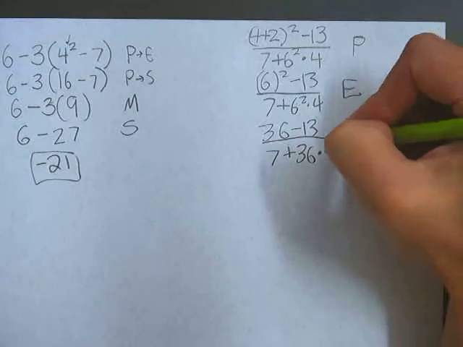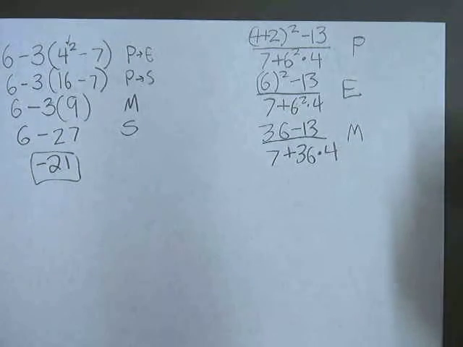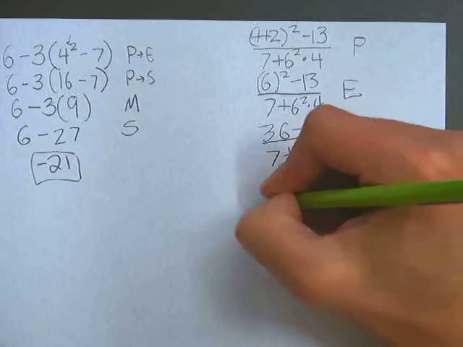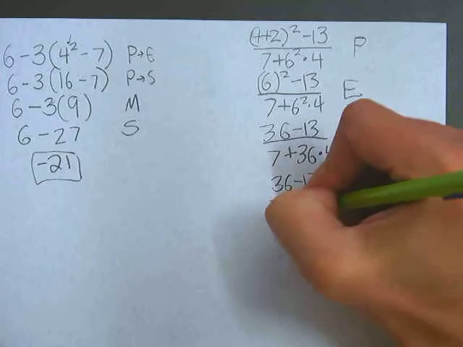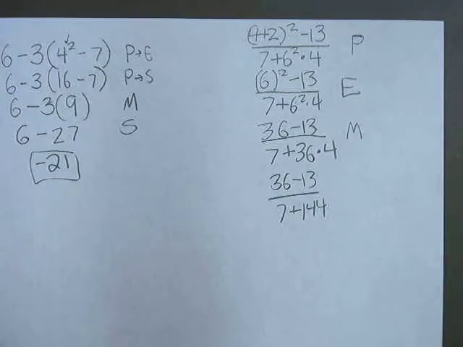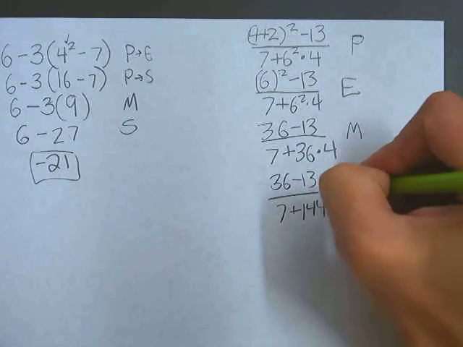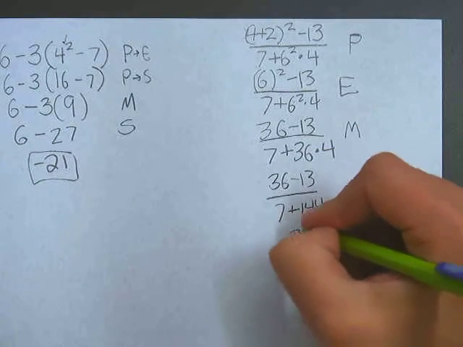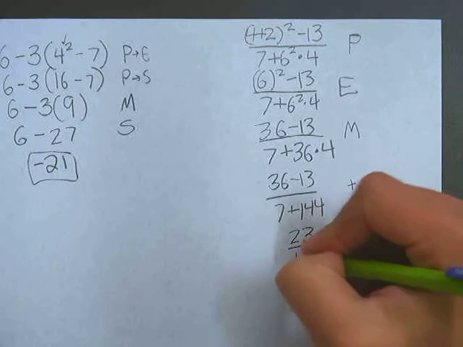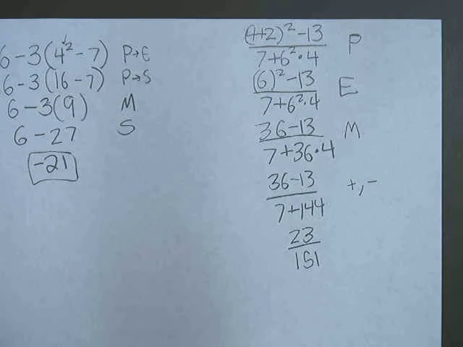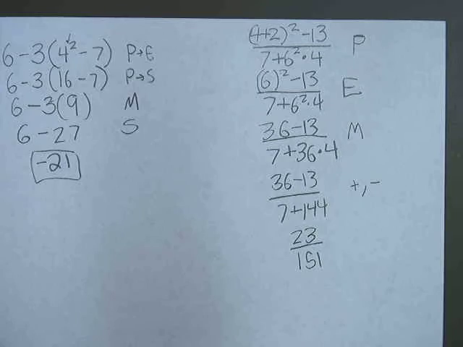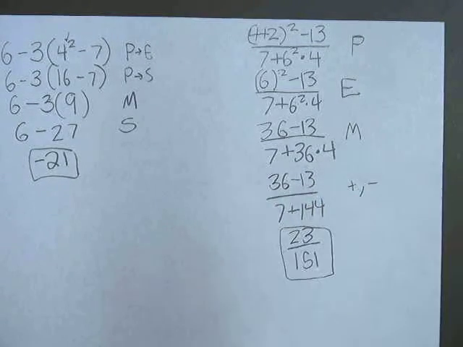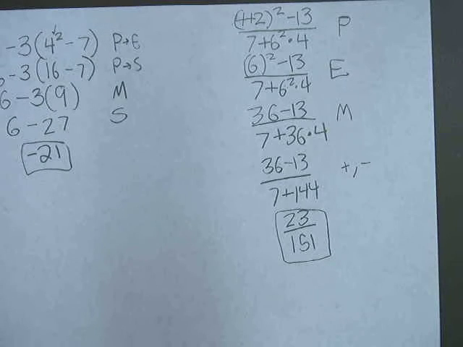Now I'm going to do my multiplication, which is here, which is 144. So 36 minus 13 over 7 plus 144. Now I'm going to do my addition and subtraction in the top and bottom. So technically they're within parentheses. So 23 on top and 151 on the bottom. And now I could do the division, or this doesn't simplify, and so I can just box this answer. And that would be an alright way to leave my answer. Alright, that's it for this quiz.